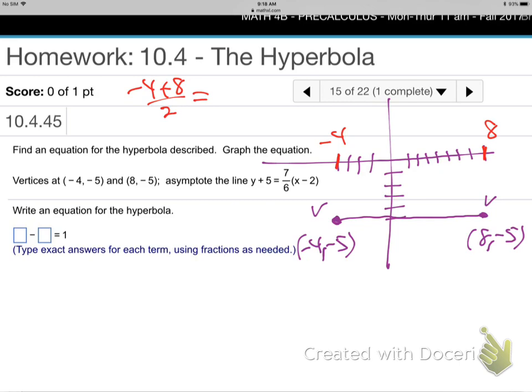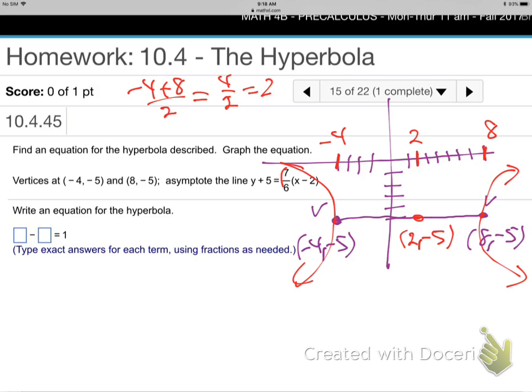That's how you find the middle of 2 numbers. So that's 4 over 2, +2. So right here at +2, and of course, down 5. Over 2, down 5 is the center. Are we good there? Can you find those centers? Okay, now which way do the branches go? Well, they go from the vertices right and left, clearly, like that. Okay. So now can you write the equation?